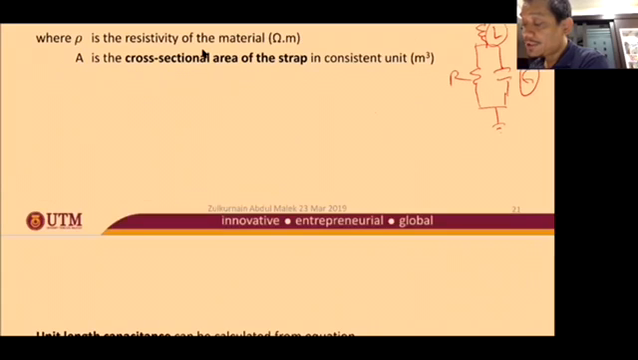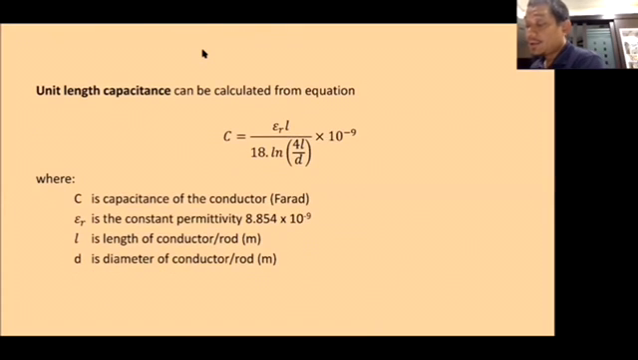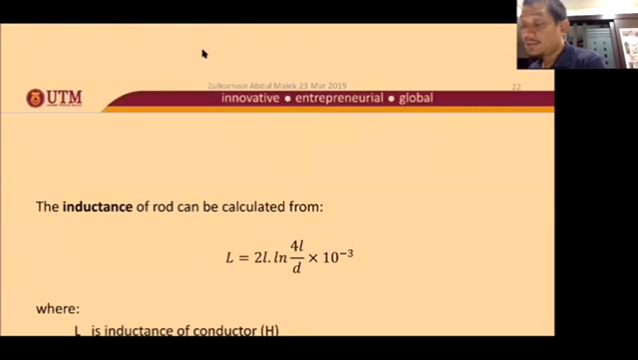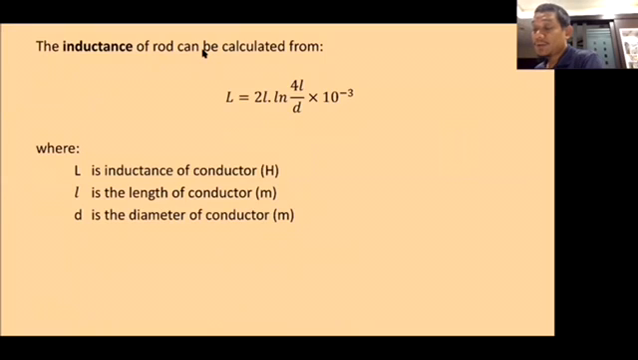So R is given by this formula, as you can see here. But C is given by this formula. Now, epsilon R here should be epsilon naught, a constant. And L here is the length of the conductor, and D is the diameter of the conductor. For L, it has this formula, for capital L, and D is the diameter.